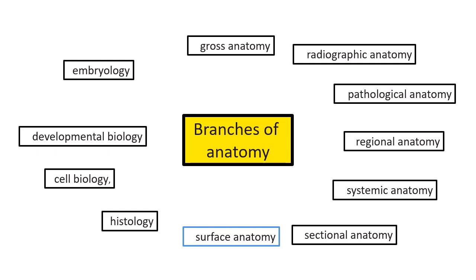Sectional anatomy is when we slice a part of the body, what do we see? Surface anatomy is the position of an internal organ from outside. We will be talking about histology when we talk about basic tissues. Now, the cell biology you have already studied. Developmental biology you have also studied, and there is the science of embryology, how the human body develops.